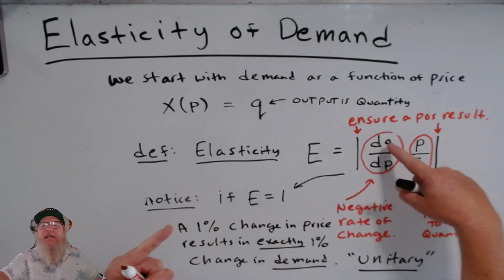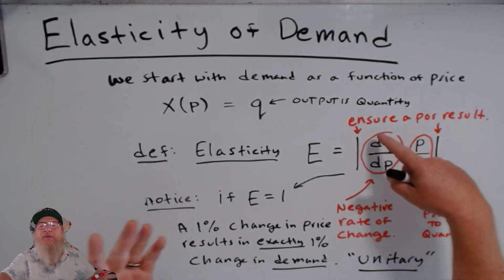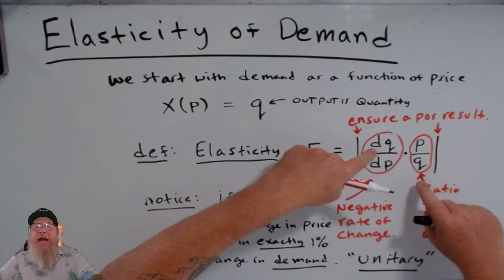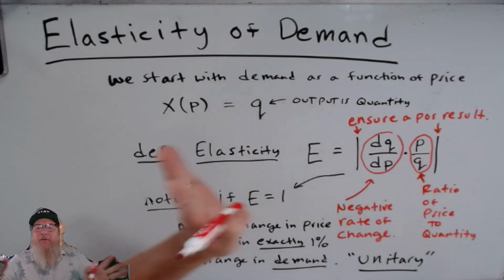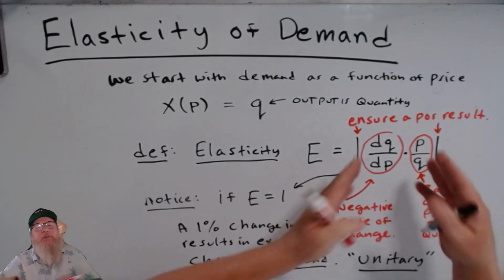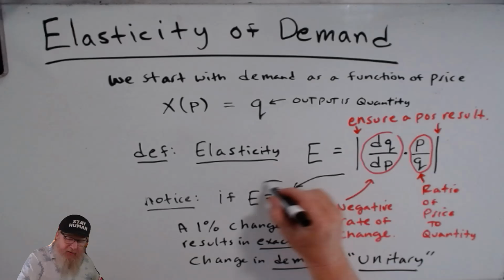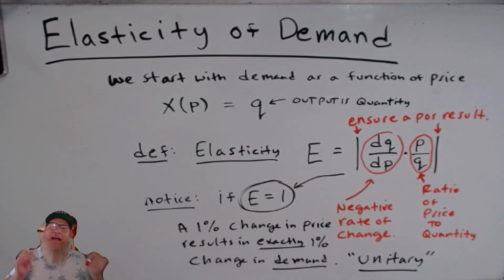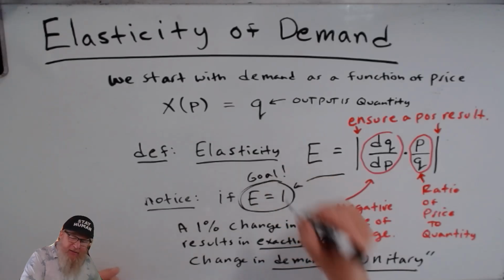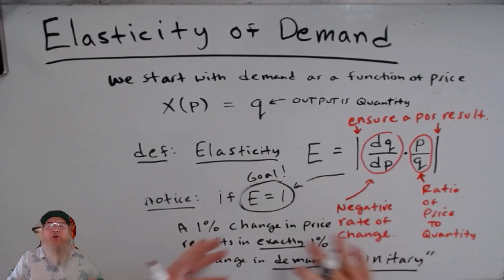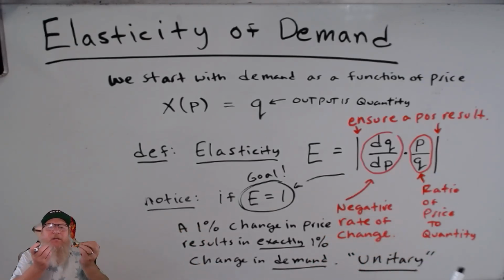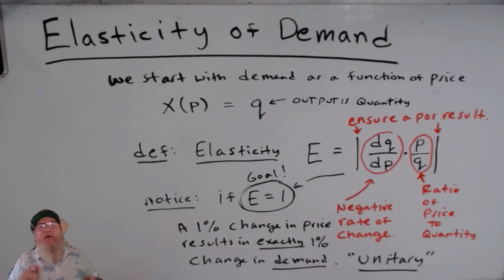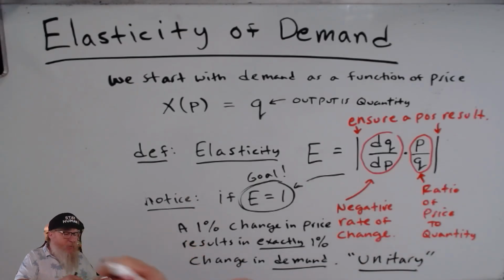You can see dQ is on top and then Q is on the bottom. So if these are changing at the same rate, then these will cancel out and everything will become 1 or -1. And then when you take the absolute value, you get an elasticity of 1. That's sort of our goal. It's not always going to happen, but that's our goal in optimizing the price as it relates to demand. But it's not always going to be 1. There are 2 other options. It could be less than 1 or it could be greater than 1. Let's get into the weeds on that.